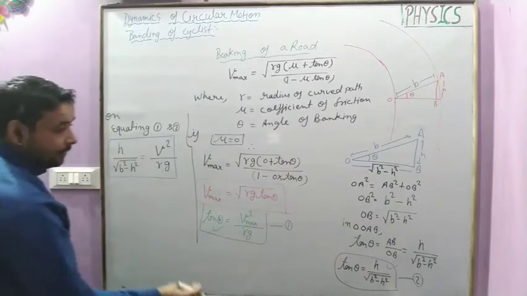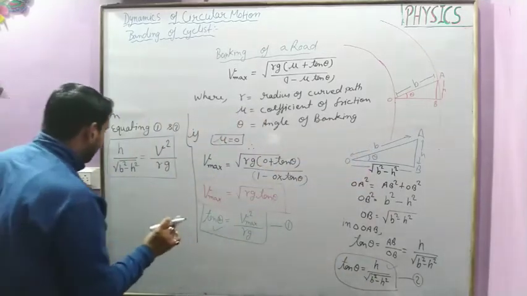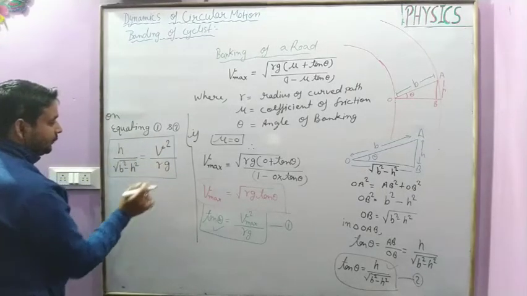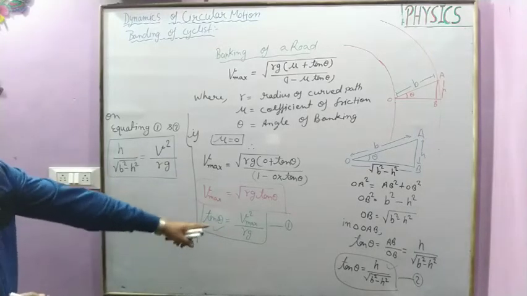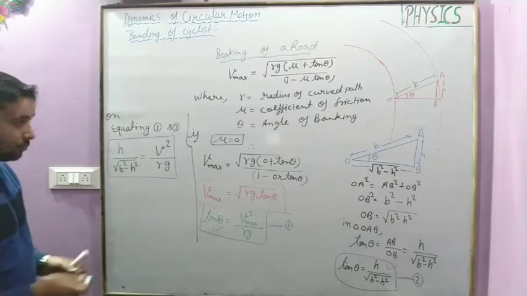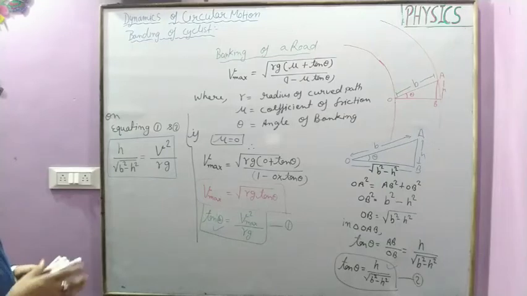and B is given to us in related questions. So by using this equation we calculate the value of B also, after calculating H and the value of theta. So this is all about the banking of a road.